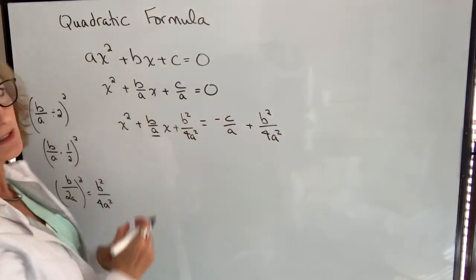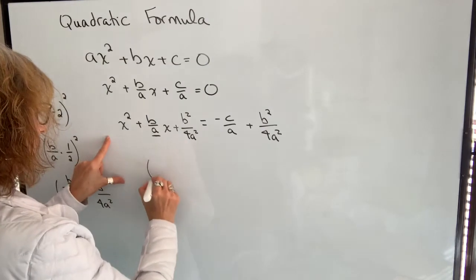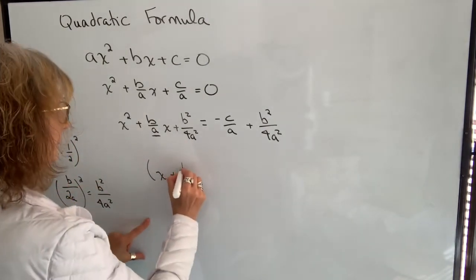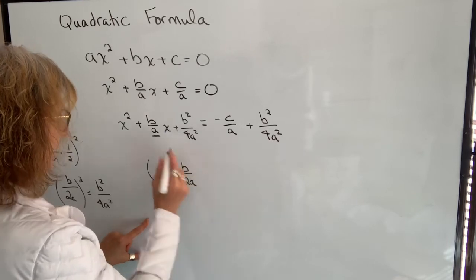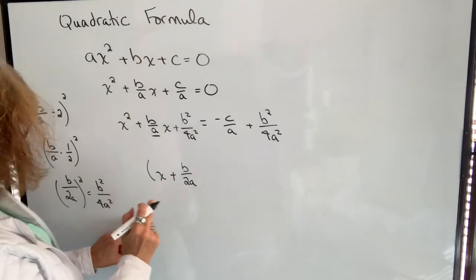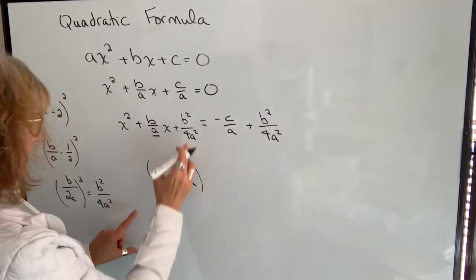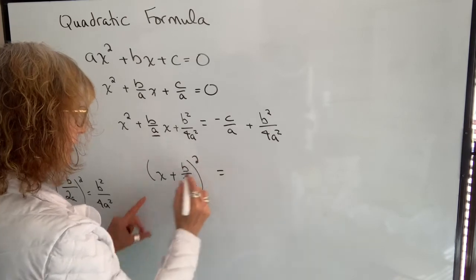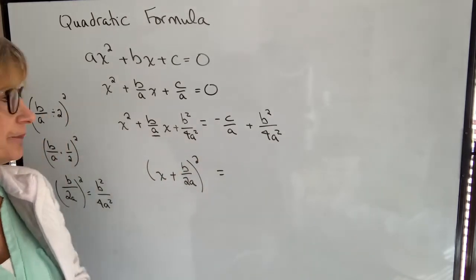Now I can write this as a square. It will be x plus b over 2a, this coefficient divided by 2. And then this is that value squared. So it's x plus b over 2a, squared.